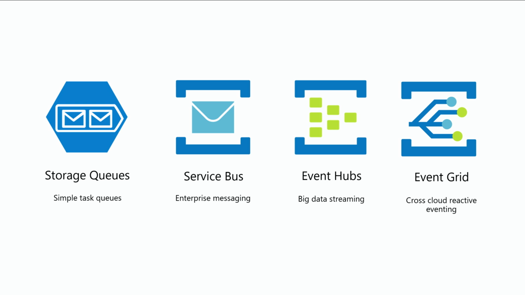And then Grid is the newest, I would say, kid on the block. That is for cross-cloud reactive programming. It's like an eventing service. So essentially, whenever you have a state change somewhere, or you have something happening and you want someone else to react to it, that's when you want to think of Grid.